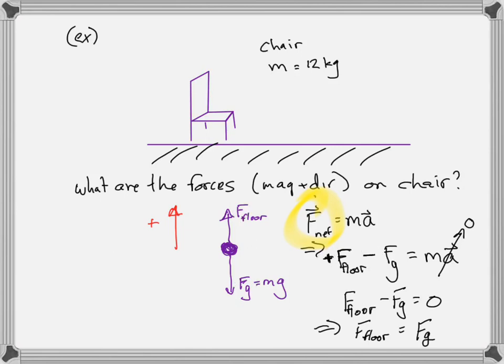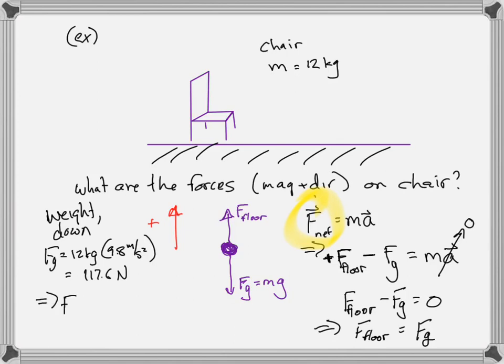Okay, so what are the forces, magnitude and direction, on the chair? They are the weight downwards, and that's equal to mg, which is Fg equals 12 kilograms times 9.8 meters per second squared. That doesn't mean it's accelerating downwards. It's not. That's just its weight. That's how heavy it is. It's 117.6 newtons, and therefore F floor must also be 117.6 newtons, but it's up.